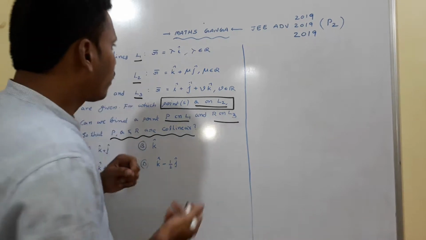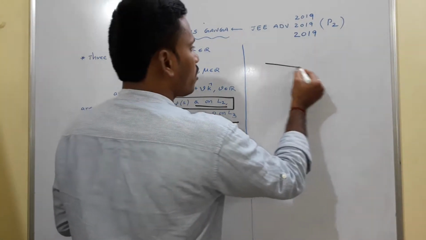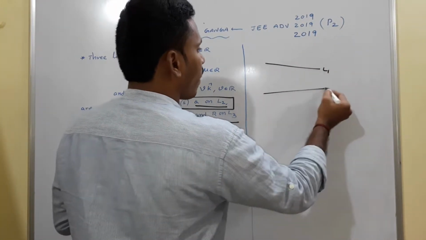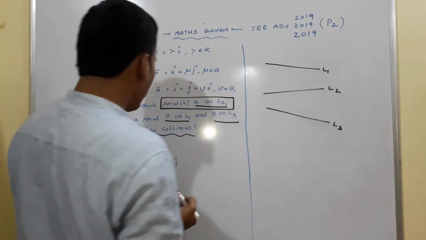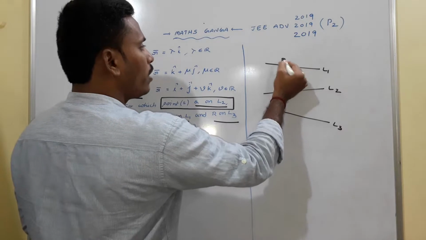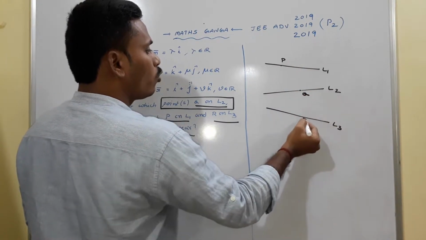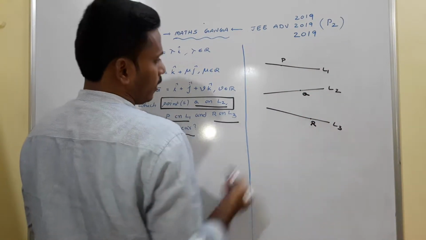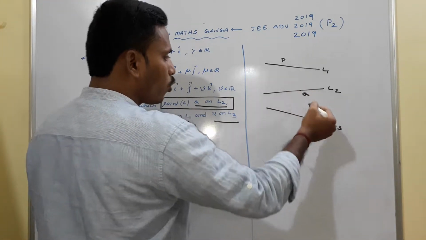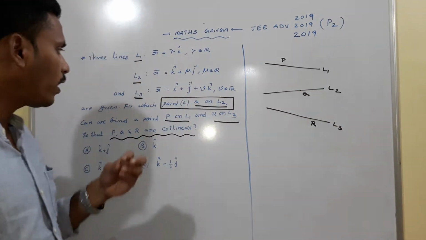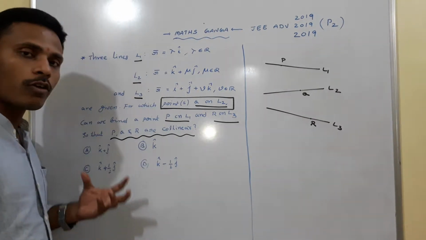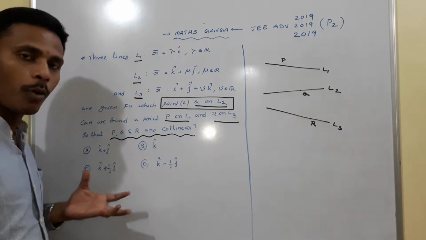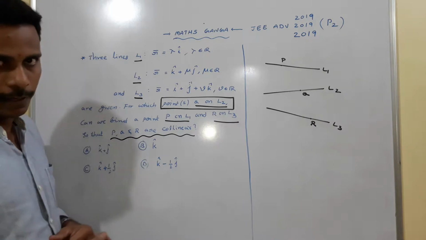So there are 3 lines. Suppose this is line 1, this is another line L2, and some other line L3. P is a point on L1. Somewhere we have P here, somewhere Q on L2 and somewhere R on L3. Since these 3 points are collinear, we need to identify the possible points on L2. Among the given options, we have to identify which are possible for Q.